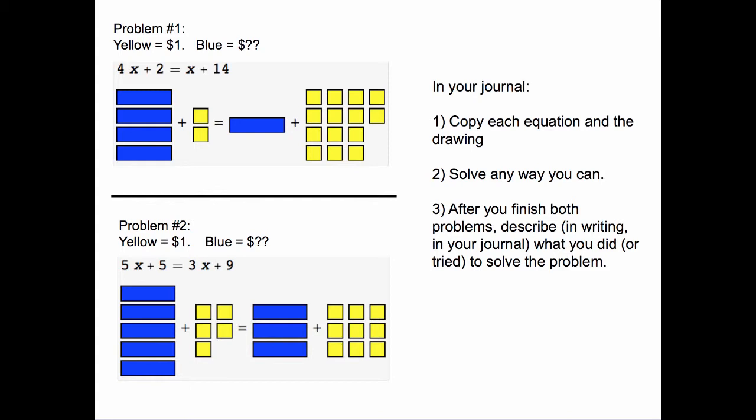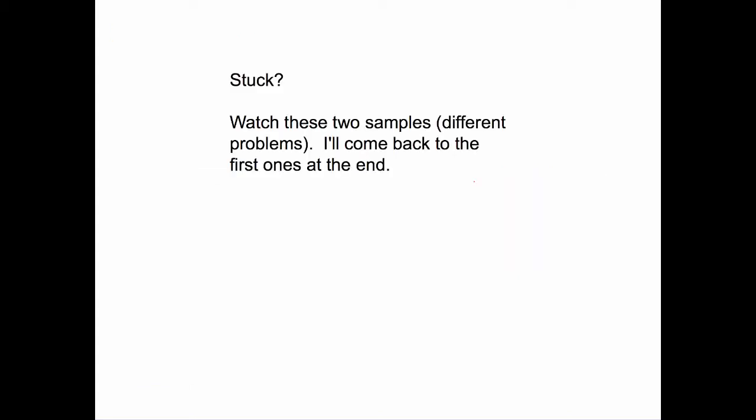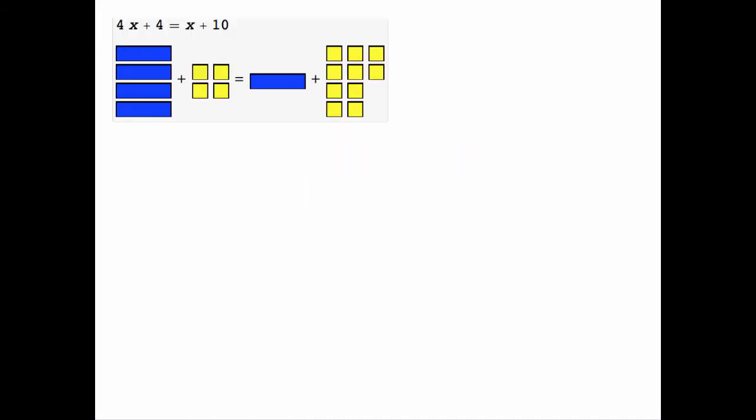Okay, well if you solved the problems, great. If you didn't solve the problems, if you're stuck, then I'd like you to watch these two samples of different problems, and then I'm going to ask you to try the first ones again. So here's a sample problem. 4x plus 4 equals x plus 10. Now one of the things that we can do is we can remove things from both sides of this equation as long as we keep things in balance.